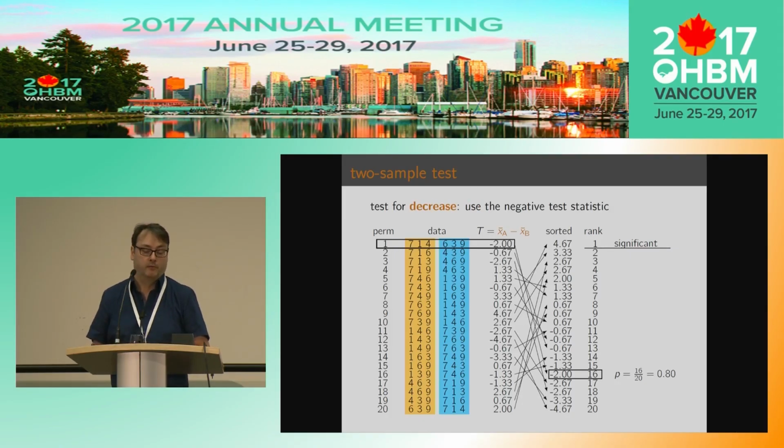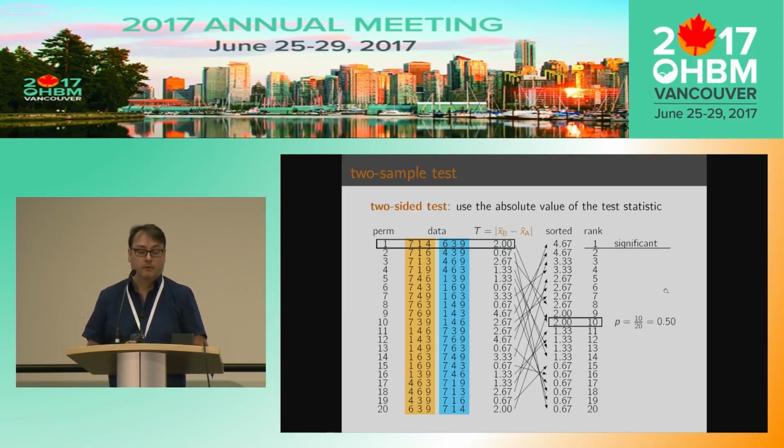If we want to do it in reverse, we just use the negative test statistic, x bar A minus x bar B. The whole order is reversed. Now the original value of the test statistic is -2, and it turns out in the ranking that it has rank 16, corresponding to a p-value of 16 over 20, or 0.8. Again, not significant. And we can also do a two-sided test, which means we use as test statistic the absolute value of the difference of the means, and this time the test statistic value is again 2, and it turns out to have a rank of 10.